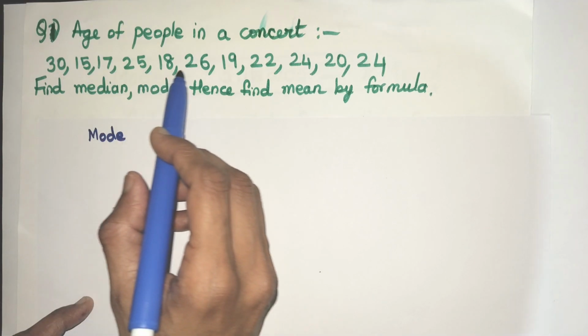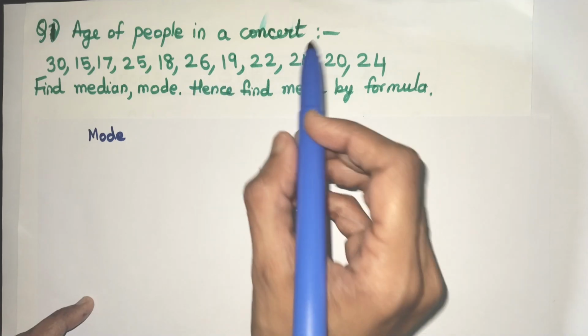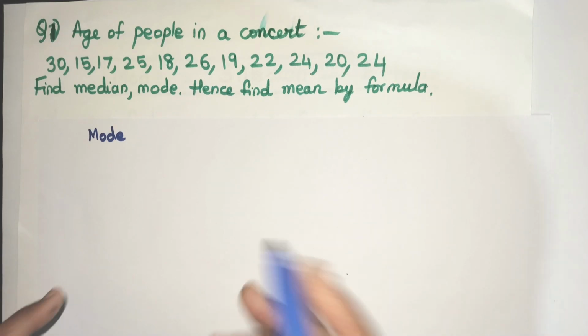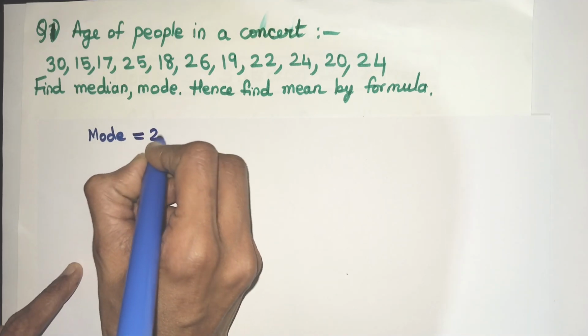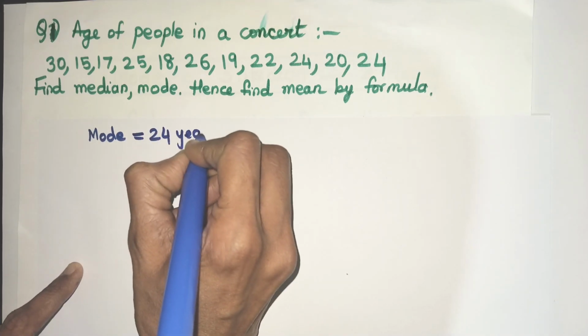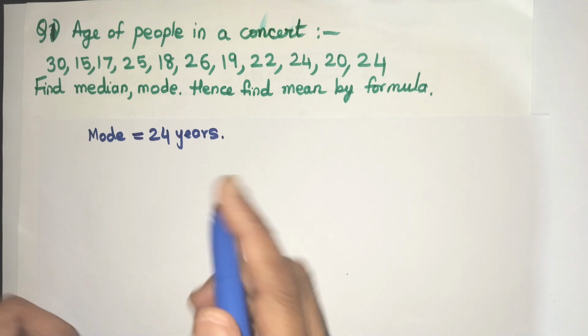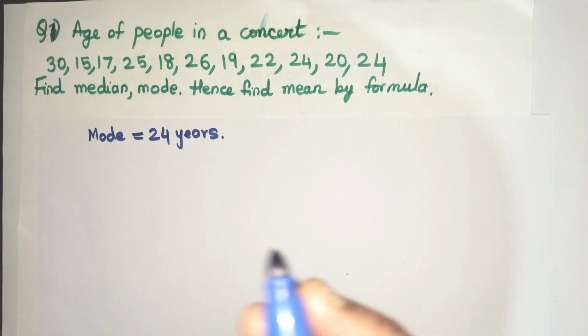So here if you see, yes, 24 comes 2 times, right? There is no other observation which comes 2 times. So the mode of this data is 24 years. Very easy. Now let's see how to find the median. What do we mean by median? Yes, it is the middlemost observation. But for that, we need to arrange this in the ascending order.